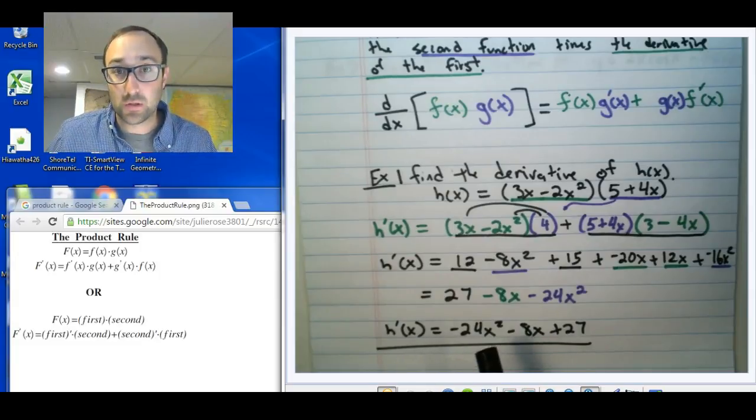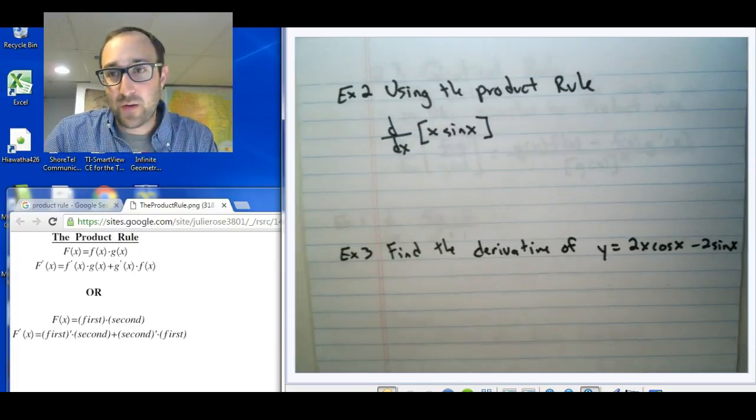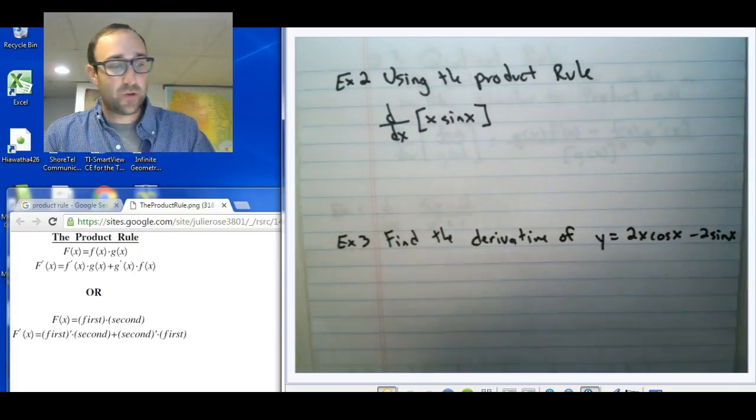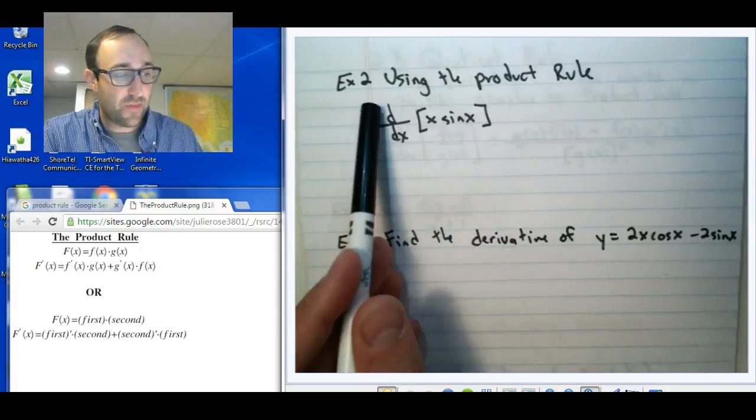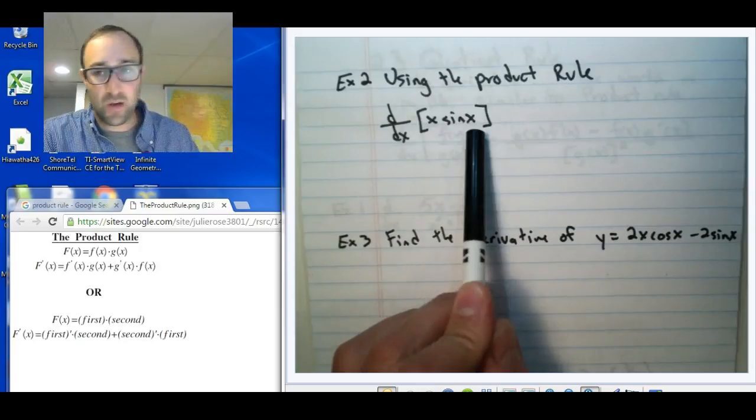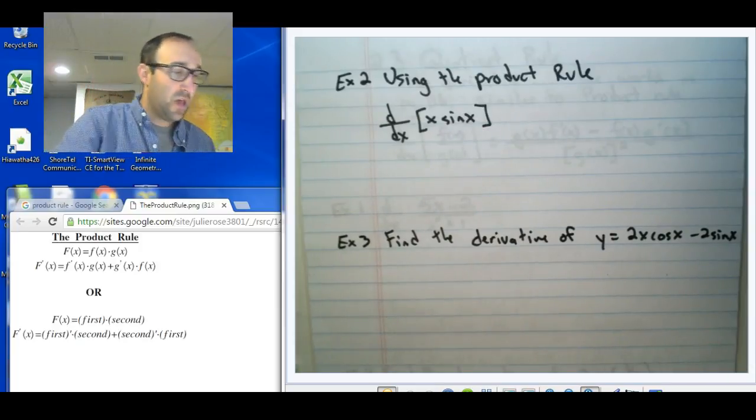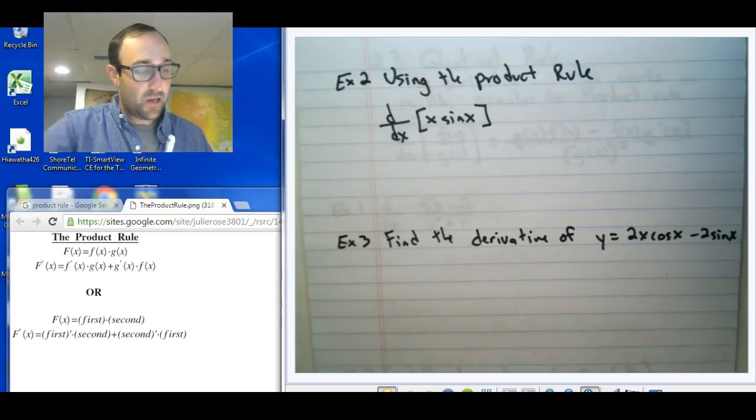Product rule. Words are good and important, and I need to use them correctly. So continuing on with the product rule, we're going to do this next one. Use the product rule. We're going to say d over dx, or find the derivative of x sine x. So now what we're going to do is the same thing. I'm going to underline them again.